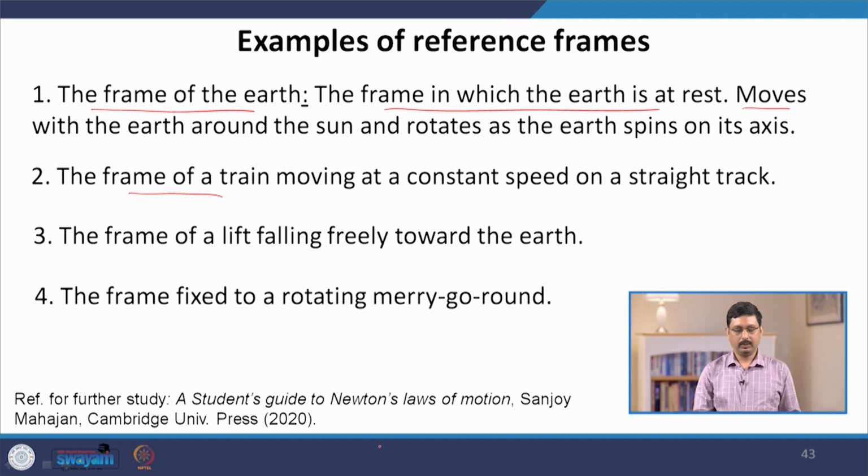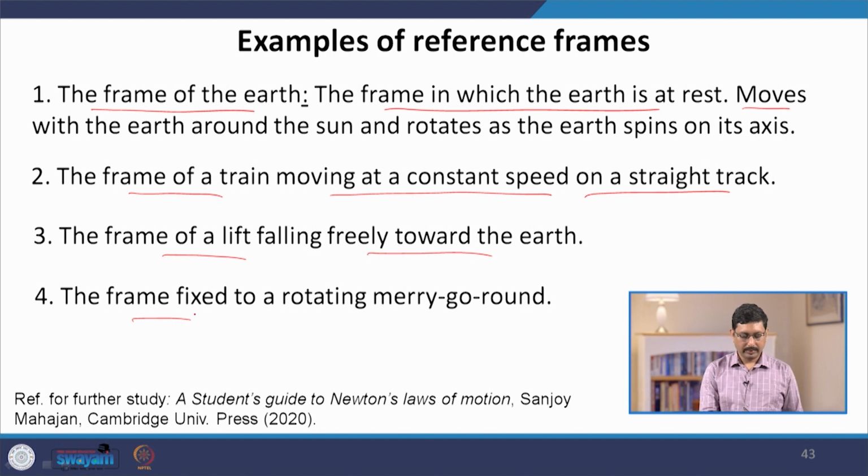Another common example is a frame of a train. Imagine you are an observer sitting in a train which is moving at a constant speed on a straight railway track. Another common example could be a frame of a lift which is falling freely toward the earth. Another example that we discussed a while back is the frame fixed to a rotating merry-go-round, in which the observer who is sitting on the merry-go-round is at rest. So, these are the examples of possible reference frames.